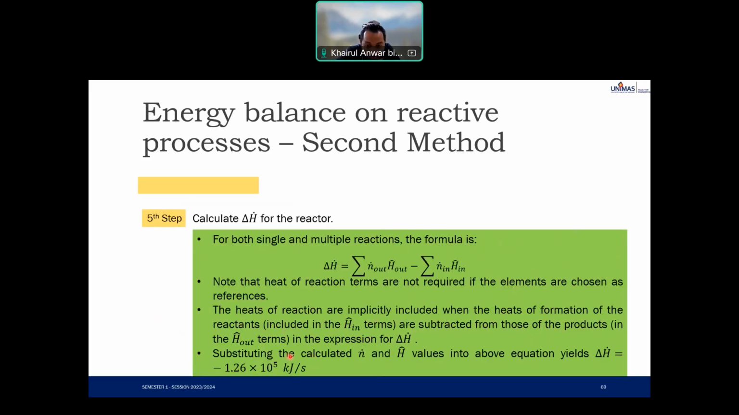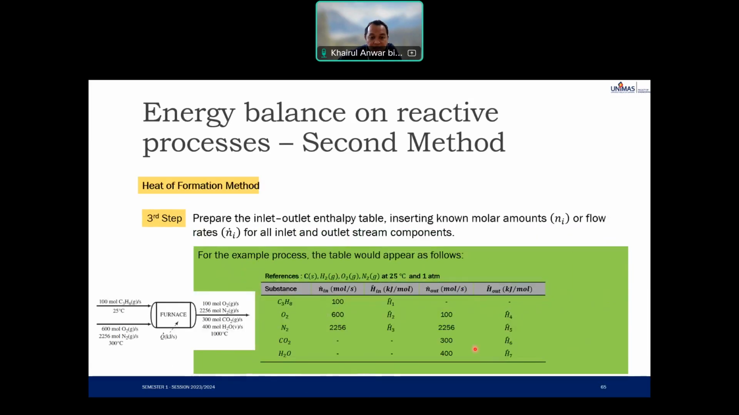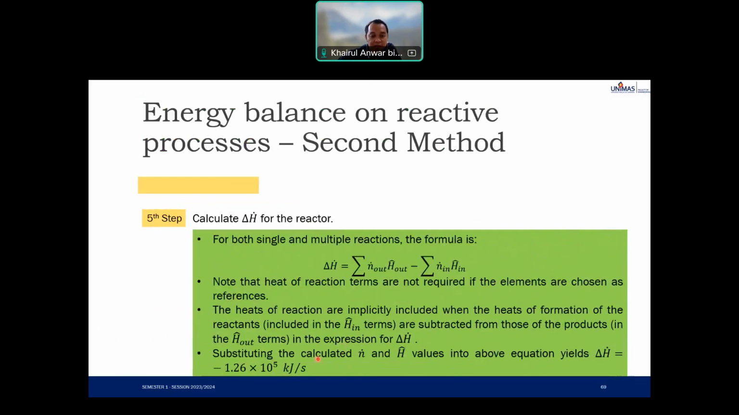The value needed is 1.26 times 10 to the power of 5 meter per second. Same as before. Although it is without the HR, if you refer back to the heat of reaction, you will see extent of reaction times delta HR, heat of reaction, plus this form.